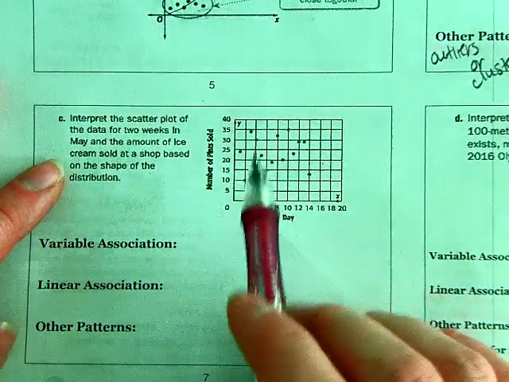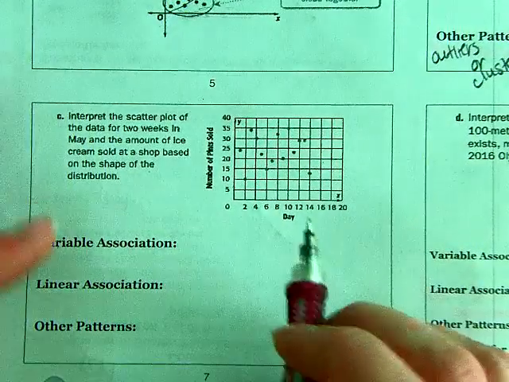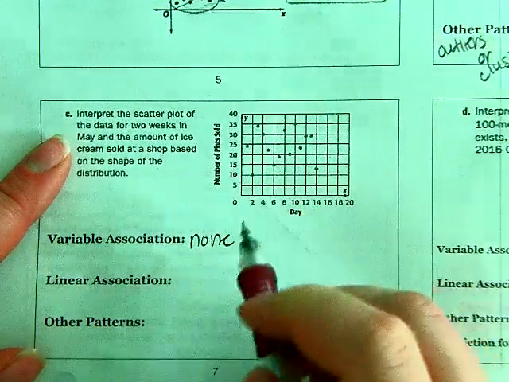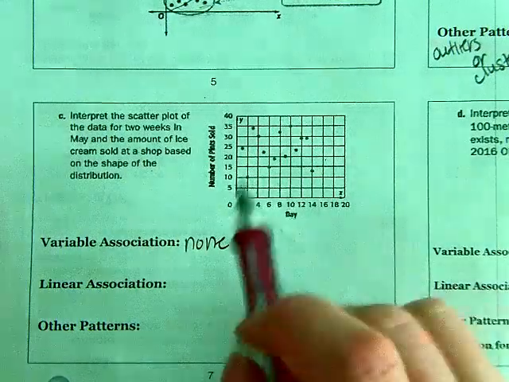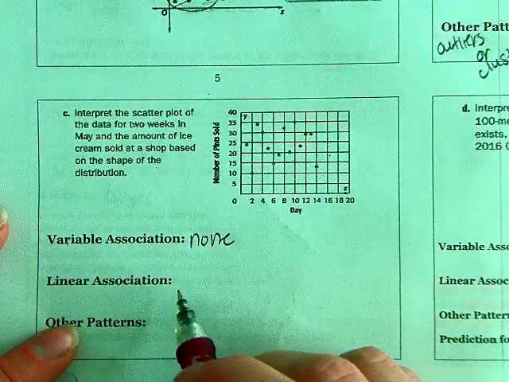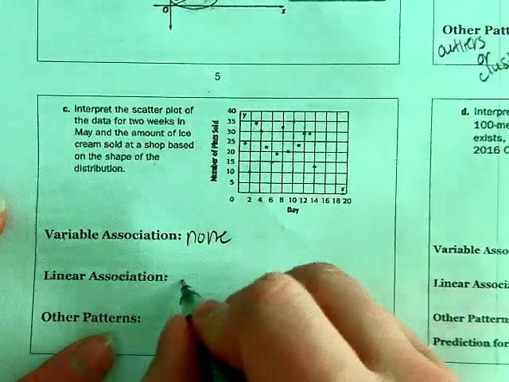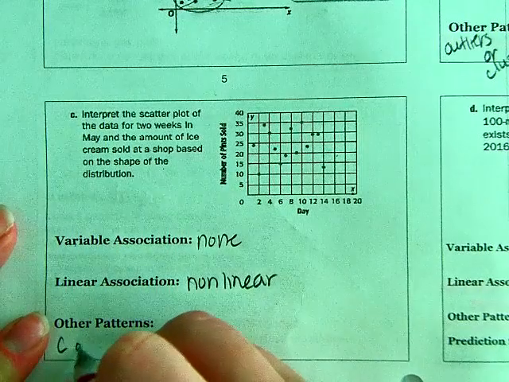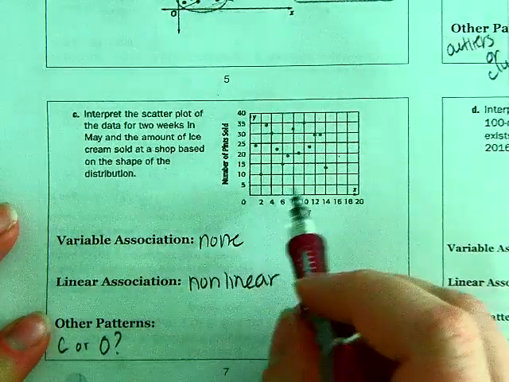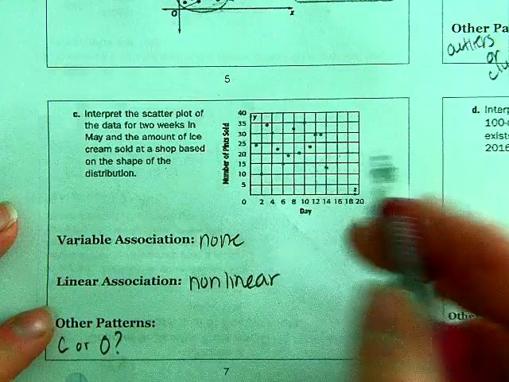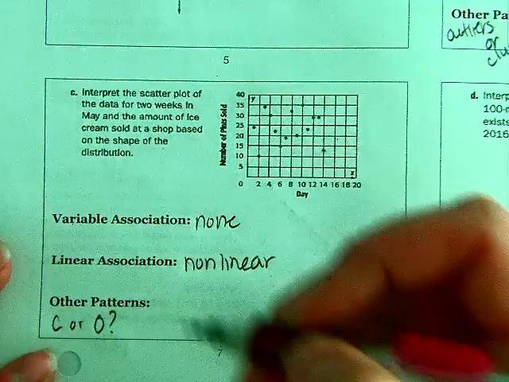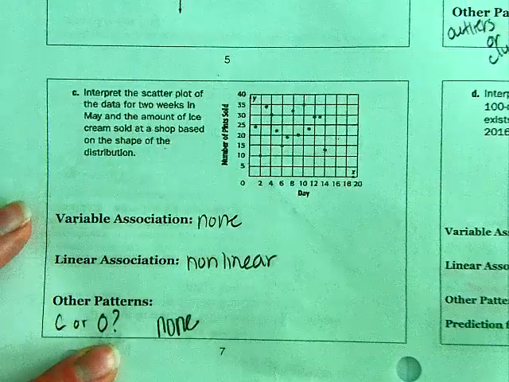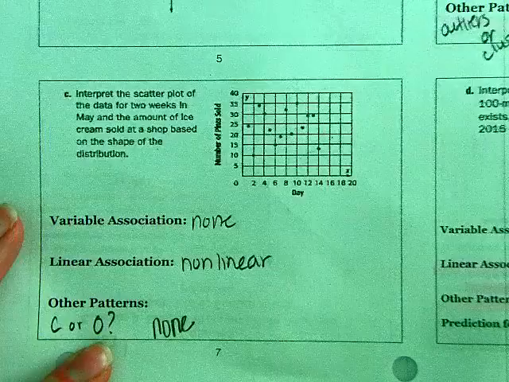So does this look positive, negative, none? I would say there's none, no association. It's just 2 weeks in May. May is pretty warm, so their sales can go up or down. Linear, I don't think there's a line that can go in there, so non-linear. Clusters or outliers? I don't really see any. Not major. They should be major. So I would say no, none. Okay.